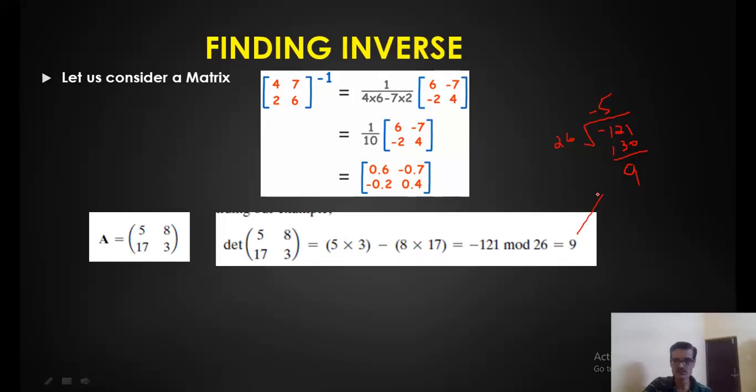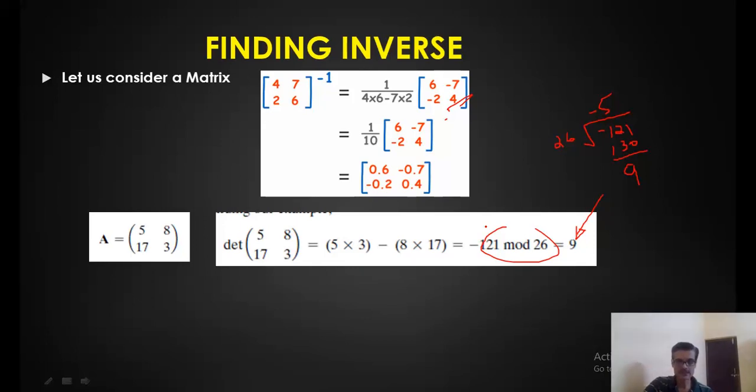The same thing is done here. So we have to convert into the positive number, remember. Whatever it is, whether you find the determinant or anything else, if you have negative numbers, you convert them into positive numbers by taking the mod 26. Okay, so we know the determinant.